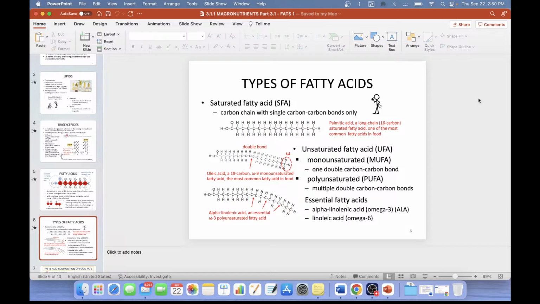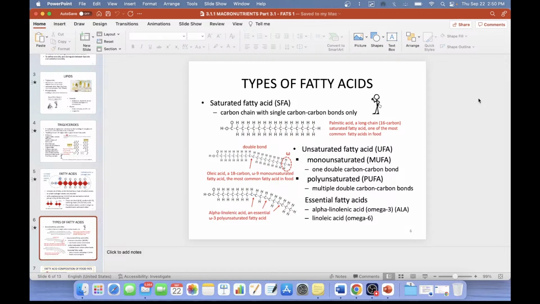Among the unsaturated fatty acids, there are two subcategories, and they are called monounsaturated and polyunsaturated. Okay, now if you know what the prefixes mono and poly mean. Mono means one. So a monounsaturated fatty acid, or MUFA, using the acronym, is a fatty acid that only has one double carbon-carbon bond. Okay? A polyunsaturated is one that has more than one.